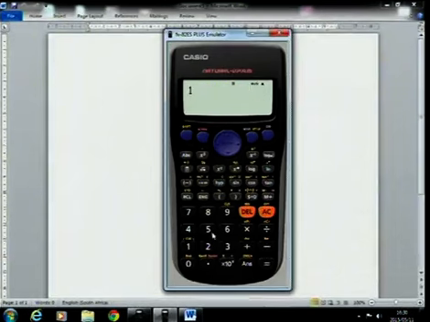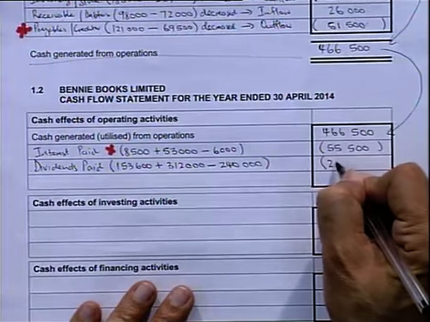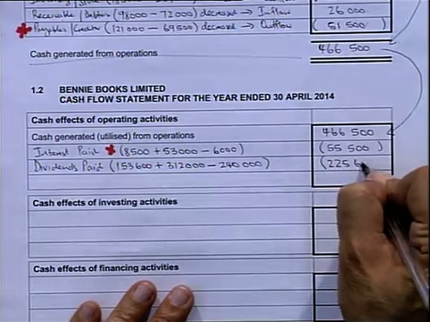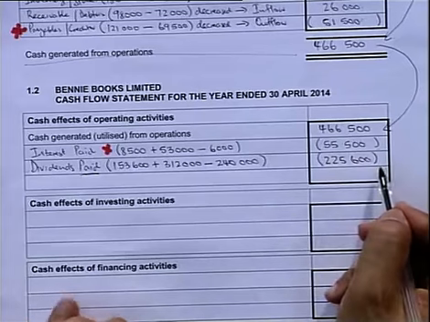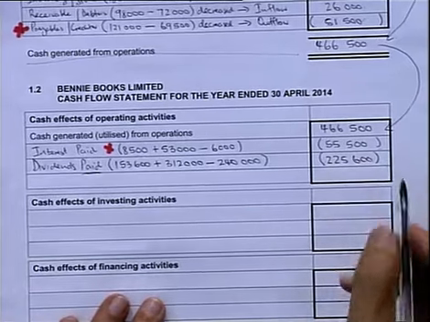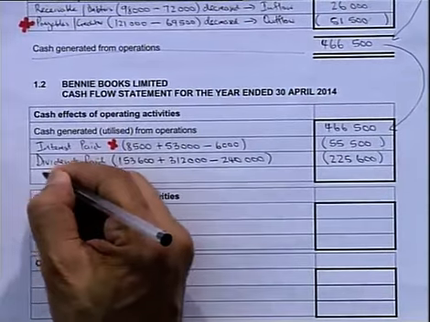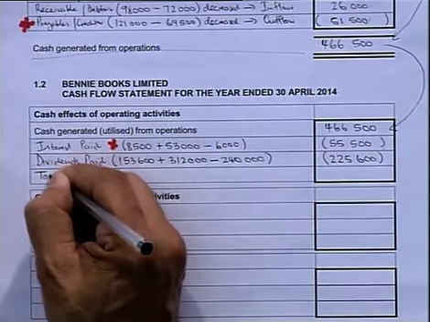So for that it's 153,600 plus 312 minus 240. And the dividends paid will give me an answer of 225,600. Once again, it says paid, so I have to indicate in brackets because it will be seen as a cash outflow. The last line under the operating activities will be the tax paid.